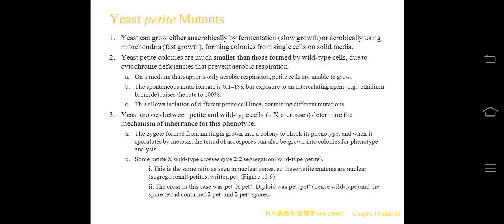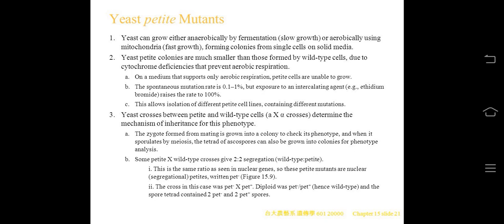Yeast petite mutants. Yeast can grow either anaerobically by fermentation, with slow growth, or aerobically using mitochondria, with fast growth, forming colonies from single cells on solid media. Yeast petite colonies are much smaller than those formed by wild type cells due to cytochrome deficiencies that prevent aerobic respiration. On a medium that supports only aerobic respiration, petite cells are unable to grow. The spontaneous mutation rate is 0.1 to 1%, but exposure to an intercalating agent, ethidium bromide, raises the rate to 100%. This allows isolation of different petite cell lines containing different mutations.